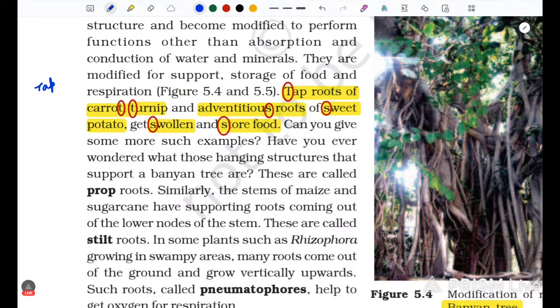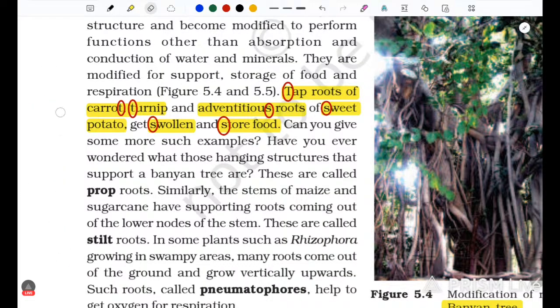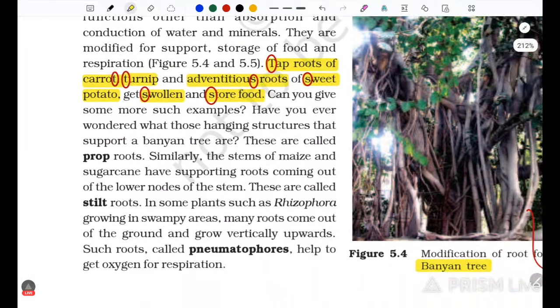If you are having taproot, T for taproot, T for carrot, then you have turnip, and you should remember that S and T come together. S and T come together means adventitious. S for sweet potato, and then everything is responsible for storage. S for storage. All these things are required for your understanding, your learning, and your retention. You should not forget this, it is very, very important.